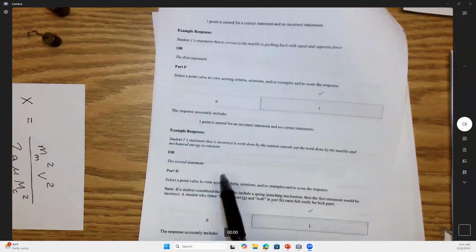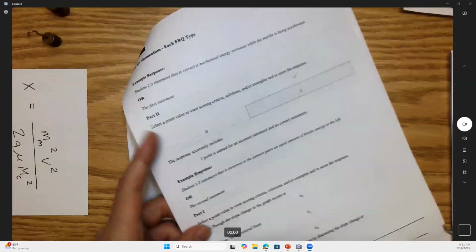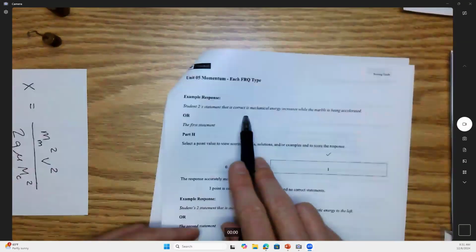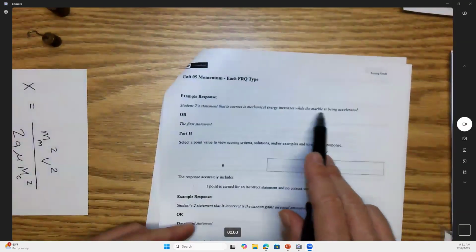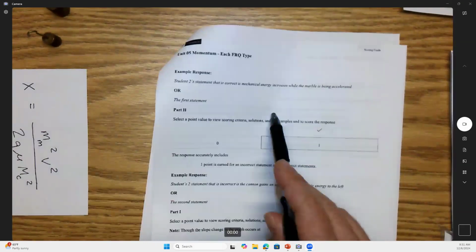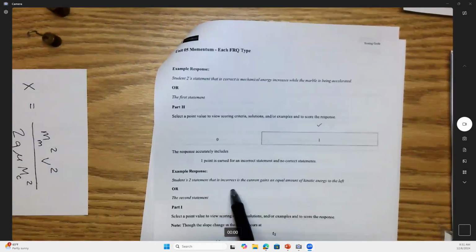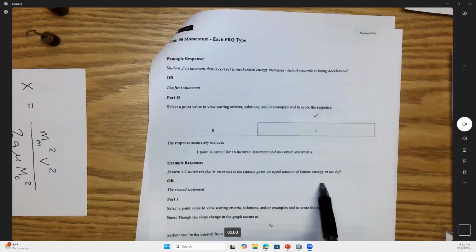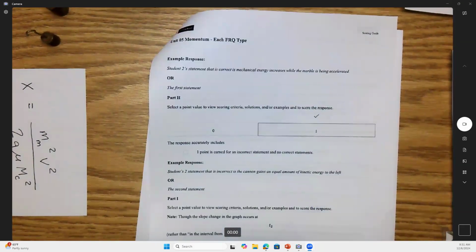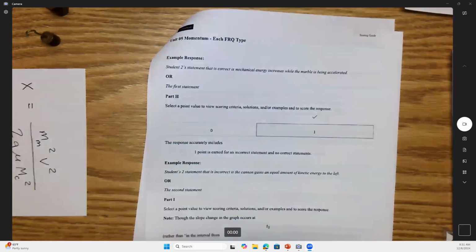Okay, the second statement, part G. Student 2's statement is correct that mechanical energy increases. Right, the first statement's correct. And then it's incorrect that the kinetic energies are equal. Okay, so correct. So exactly what we just said.